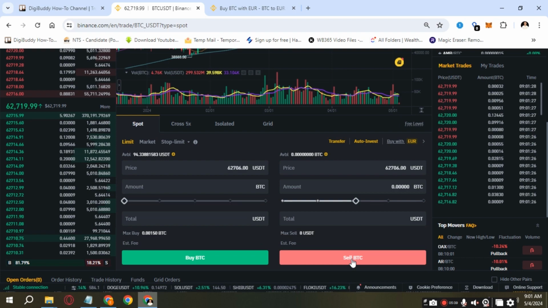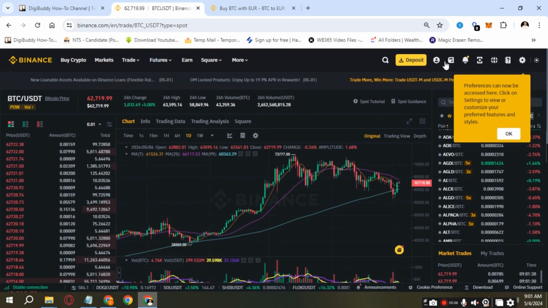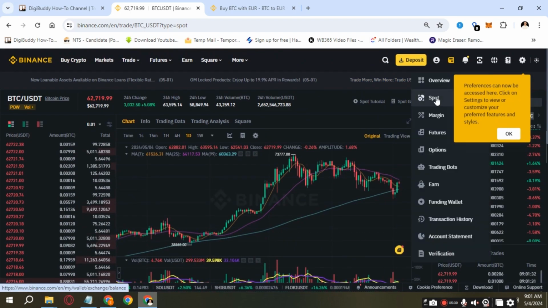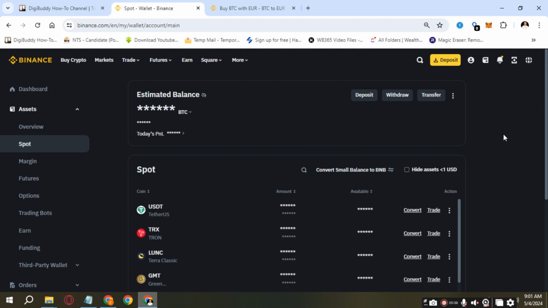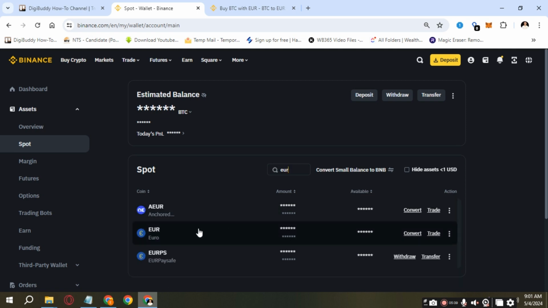To confirm the sale, navigate back to the Wallet section and select Spot. Here, you should see the Euros in your wallet balance. From here, you can withdraw the funds to your bank account by clicking on the Withdraw button.